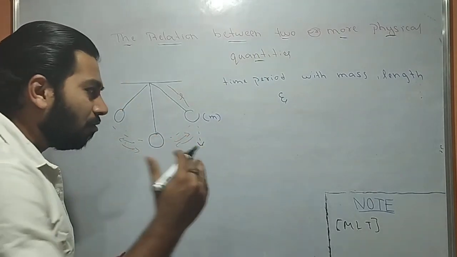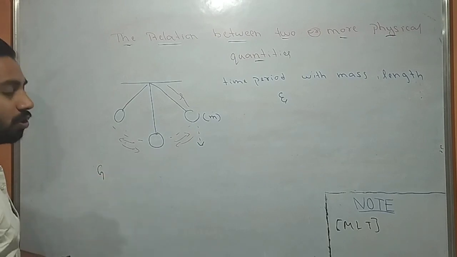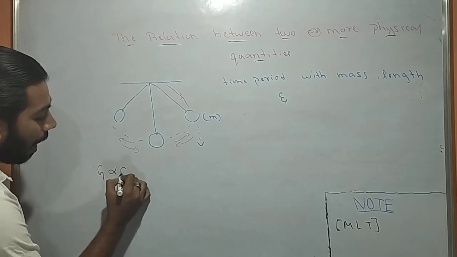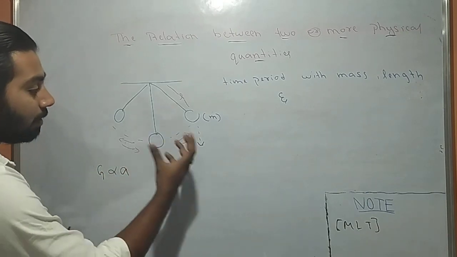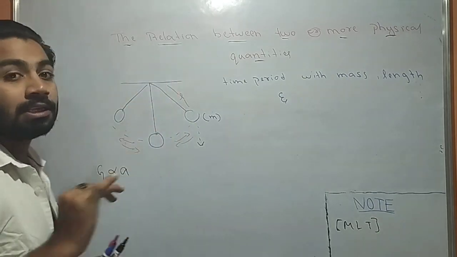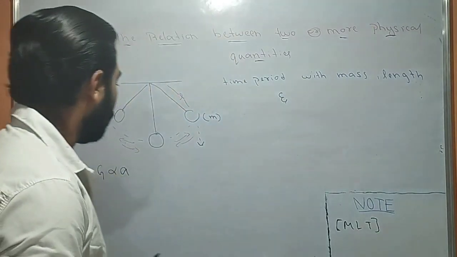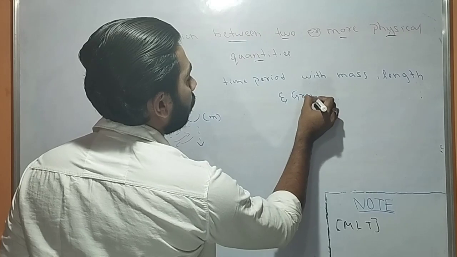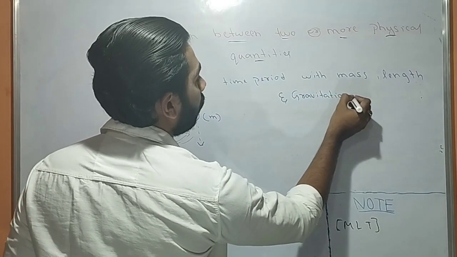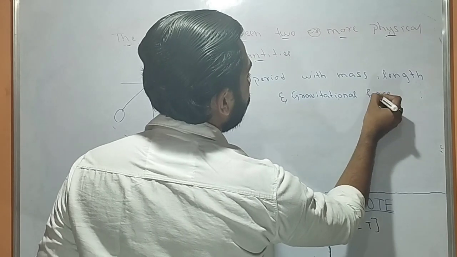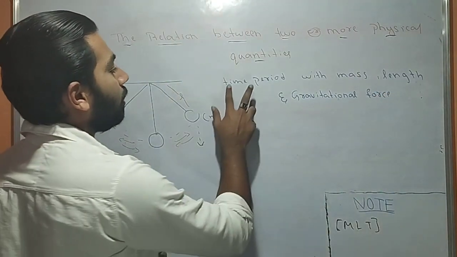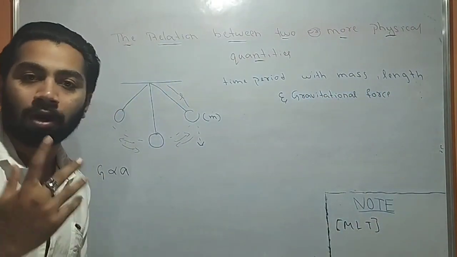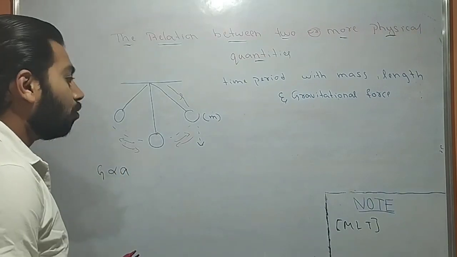You all know gravitational force is directly proportional to what? I have said in the last class, gravitational force is directly proportional to acceleration when it is acting downwards; when it is acting upwards, it is directly proportional to negative acceleration. Okay, so the next point is gravitational force. What you have to do in this is relate the time period of this simple pendulum with mass, length, gravitational force. You have to derive a formula for the time period of the pendulum.